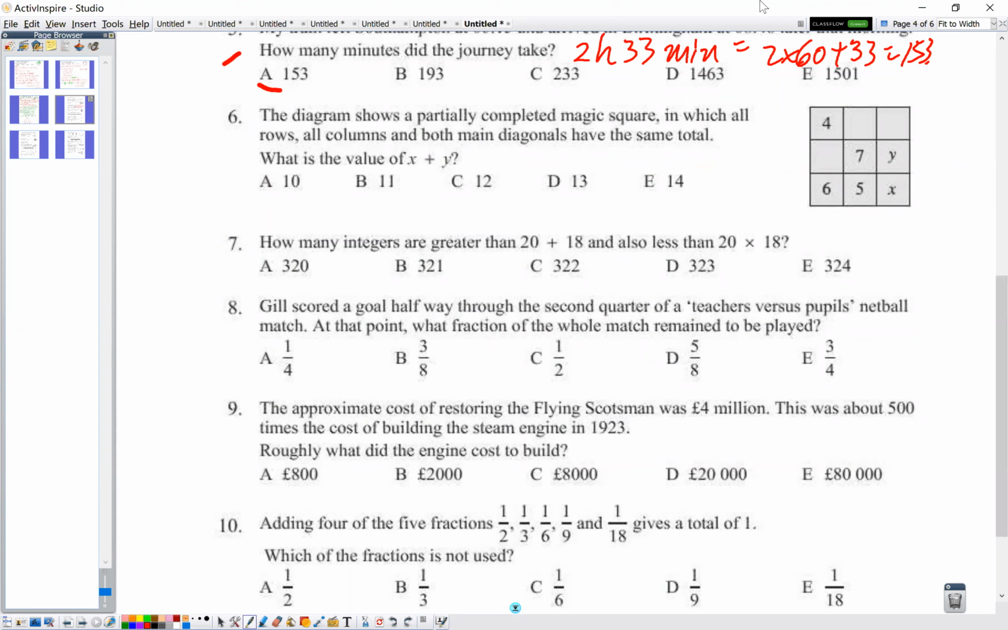Okay, question 6, semi-answered. Let me see who are the top 4. Mine is right. Neil second. Tao third. Luke fourth. Okay, these are the top 4 here. And the answers we have here, many say C, some say D, some say B. Look at this. The question shows a partially complete magic square. All rows, columns, diagonals have the same total. The question is what is x plus y?